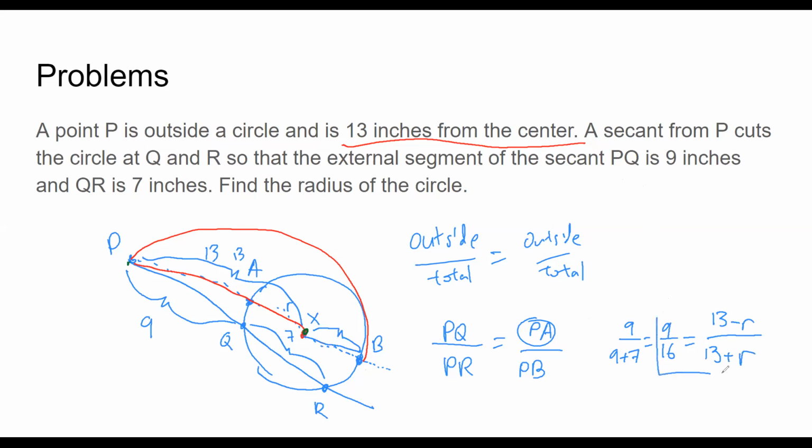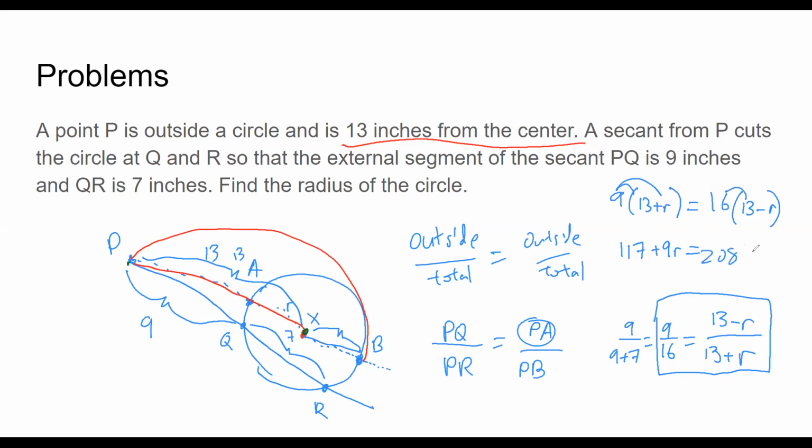All right, so then we have this equation here and they want the radius. We're going to solve this by doing some cross multiplying. So we say 9 times (13 plus R) is equal to 16 times (13 minus R). So we can multiply this out. 13 times 9 is 117 plus 9R, so we're distributing here, is equal to 13 times 16, which is 208, minus 16R.